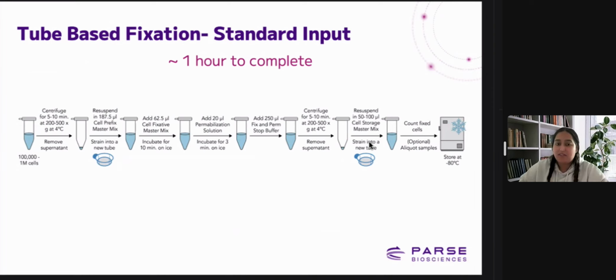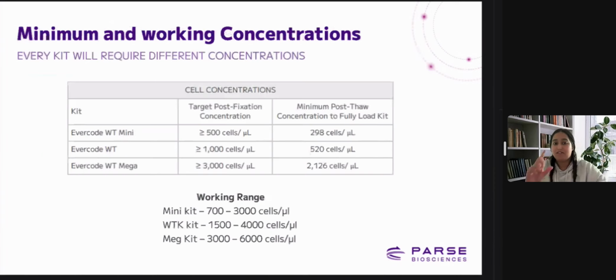Now, the cell storage master mix, when you resuspend it according to the protocol, it's going to ask you to count your fixed cells. The reason being the post-fix count is very essential because you have a minimum concentration needed to run the assay. So for the WT minis, the pilot study, post-fixation, we need at least greater than or equal to 500 cells per microliter. Why? Because when we thaw that out, even if we lost like 40 to 50%, we would still have enough to fully load the first plate of that kit.